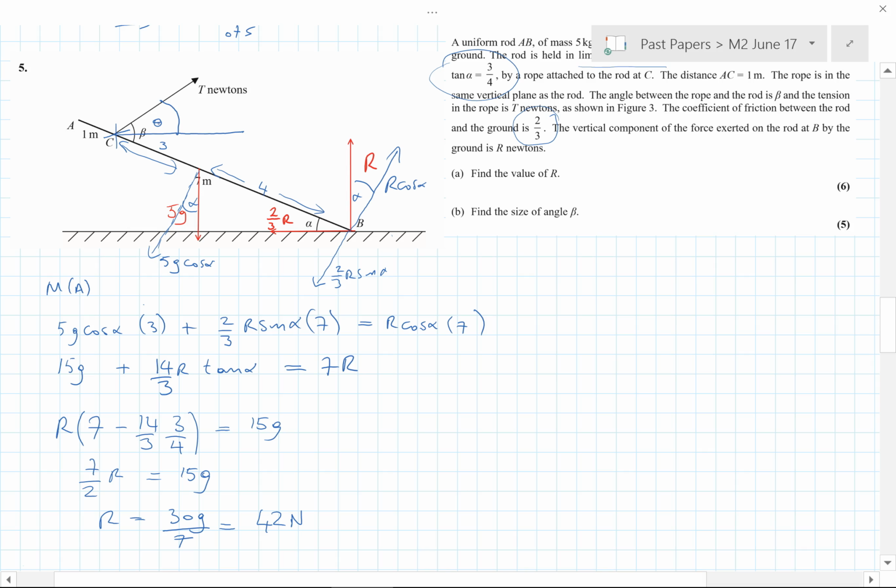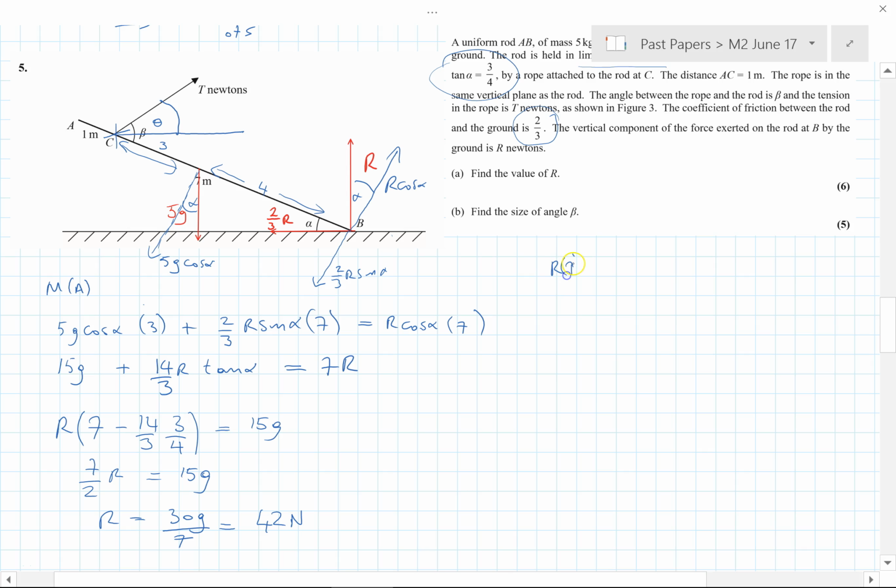So if I call that angle theta, then the resolving equations are going to be easier, and because I know r, everything's going to be in terms of r. I should be able to work my way through to an answer. So I'm going to work out everything in terms of t and theta and r, resolving vertically and resolving horizontally.